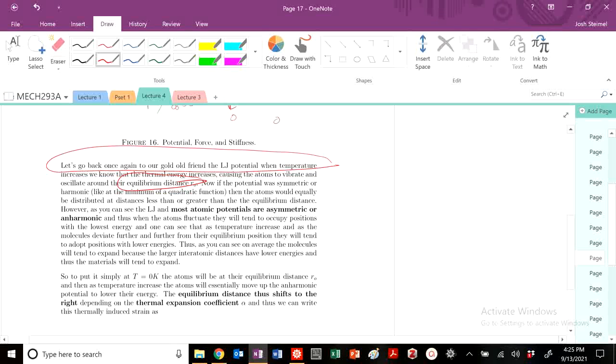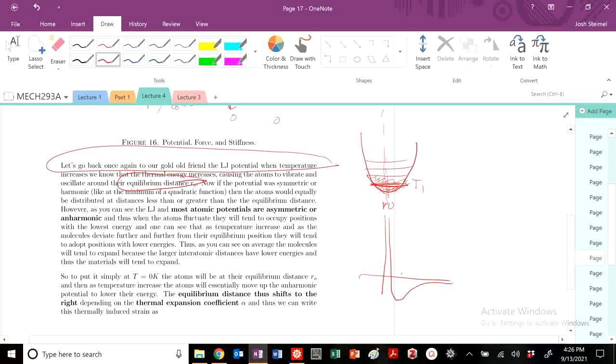So if the potential was symmetric or harmonic, basically like a quadratic function, and this was our R naught, if it's perfectly quadratic, as I increase temperature, my material, if I look at this, it's symmetric, right? So as I go up in temperature, this is T1, I can access all of these possible energy states. But being here or here is exactly the same. Same thing here. These values are exactly equal in terms of energy as the other values. But our Lennard-Jones potential is a little bit different. It's not harmonic, it's anharmonic.